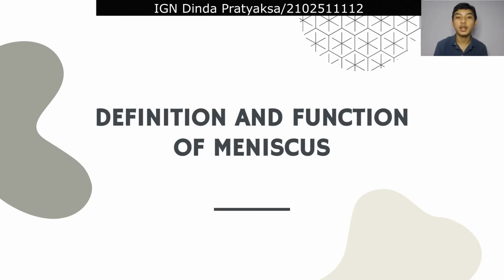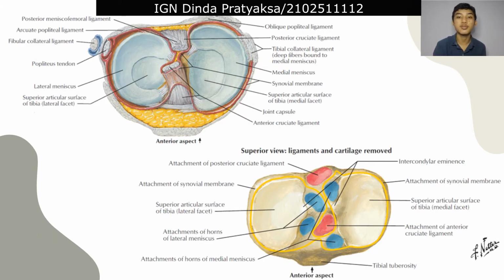So now I'm going to explain about the definition and function of the meniscus. The knee has 2 fibrocartilage discs which are called menisci, that are flat and curved fibrocartilaginous structures which are composed of water, collagen, which in this case the most found is type 1, and other substances such as elastin, matrix glycoproteins, and proteoglycans.